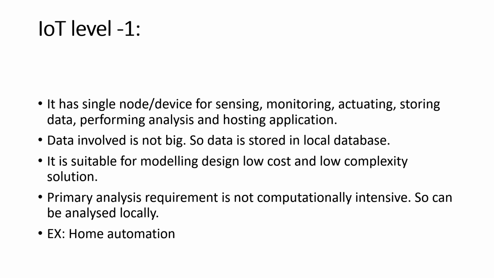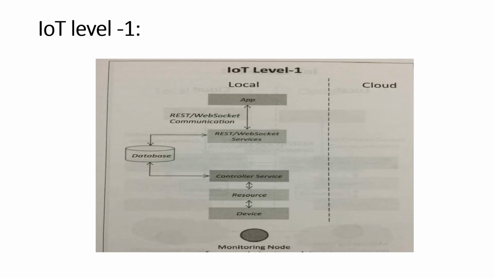IoT level 1. It has a single node device for sensing, monitoring, actuating, storing data, performing analysis and hosting the application. Data involved is not big, so data is stored in a local database. It is suited for modeling and design, a low cost and low complexity solution. The primary analysis requirement is not computationally intensive, so it can be analyzed locally. For example, home automation. Here you can see the level: device, resources and controller service are connected to the database, and REST WebSocket services and application are connected.